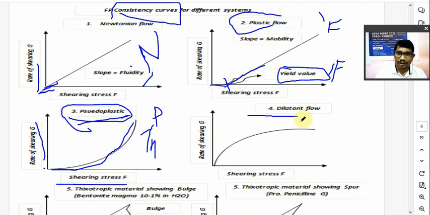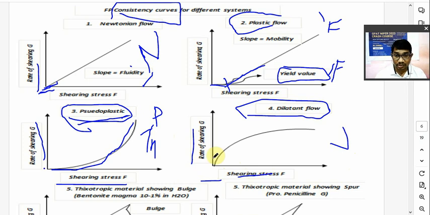Dilatant flow. Now in dilatant flow, if you apply the shearing stress, the rate of shearing will not increase proportionally. So what happens in this system? There is an increase in the viscosity of the liquid. If you apply the shearing stress, the viscosity, or the volume, of this type of liquid will increase. Here is a decrease in the viscosity, and here an increase in the viscosity.